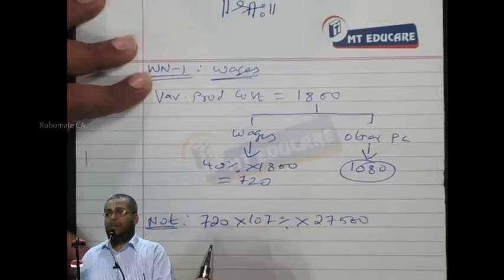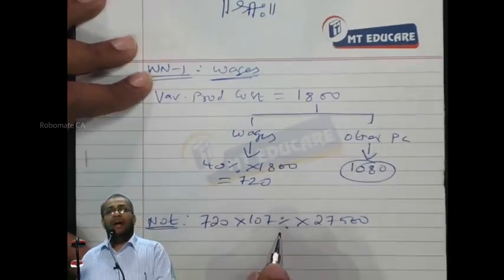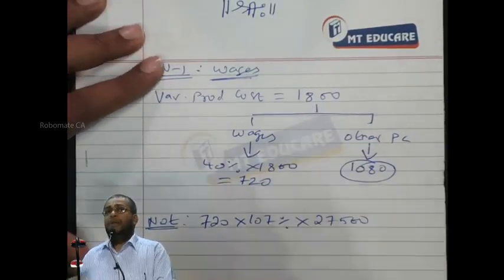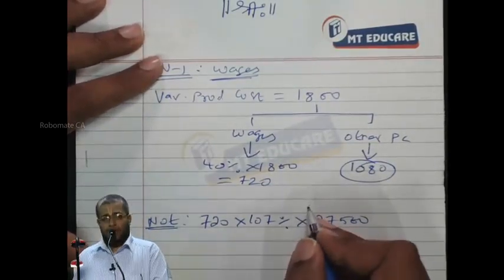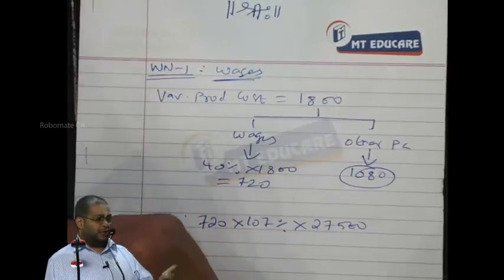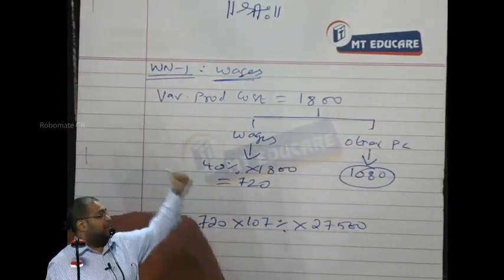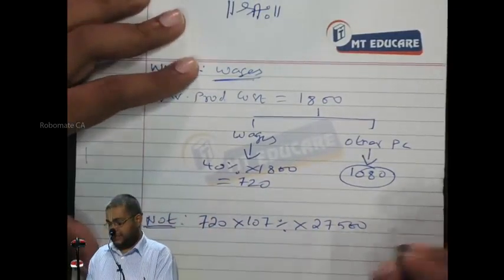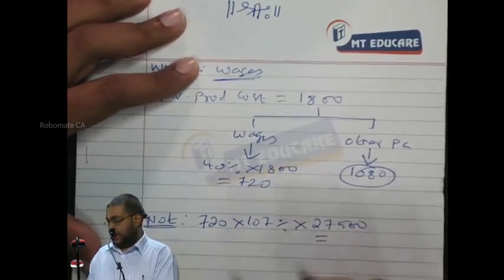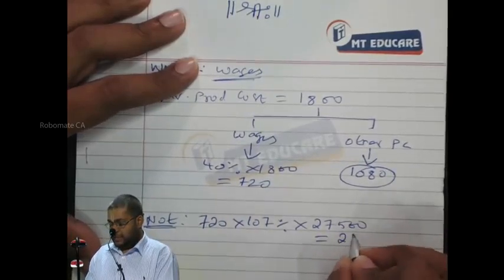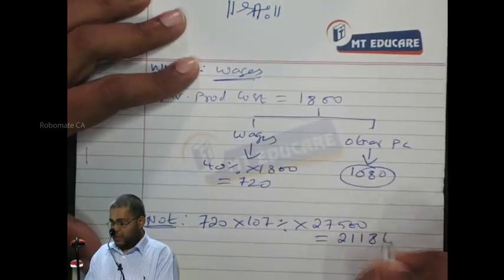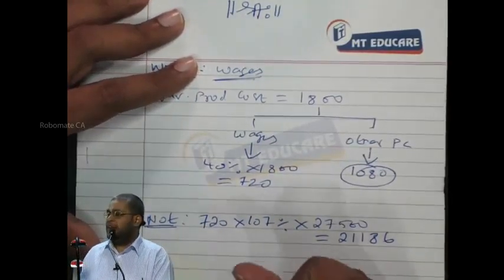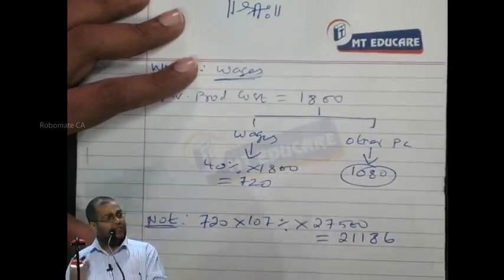So 720 per machine is normal wages. I am agreeing to a 7% hike, into 107%, into how many machines I have to pay them wages? The 27,500. They will produce that number of machines also. No problem. They ask back data from the first of this year. Yes or no? In that case, tell me how much it is, in thousands here. 21,186. So if I don't allow the strike, the wage is 21,186. Are you all following or not?